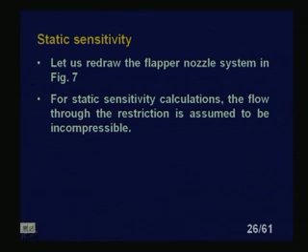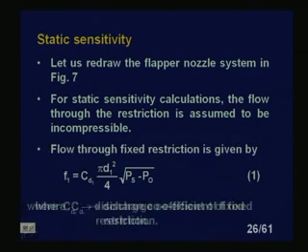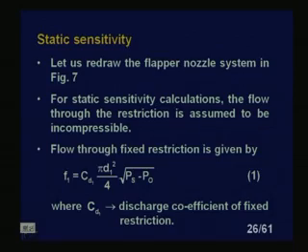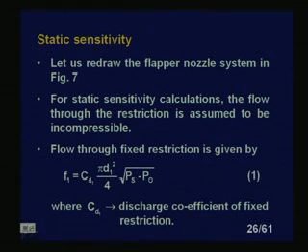For static sensitivity calculation, the flow through the restriction is assumed to be incompressible. In many fluid dynamics methods we have assumed this. Now, the flow through the fixed restriction is given by F1 equal to CD1 pi D1 square by 4 root over (Ps minus Po), which is equation number 1. Where did I get this equation? Very simple, I got it from our basic orifice principles, using the Bernoulli principle.